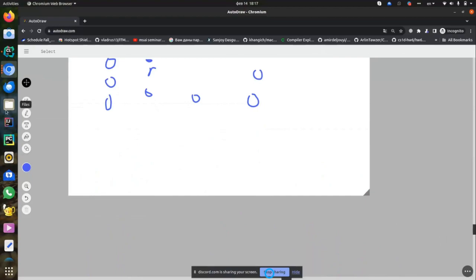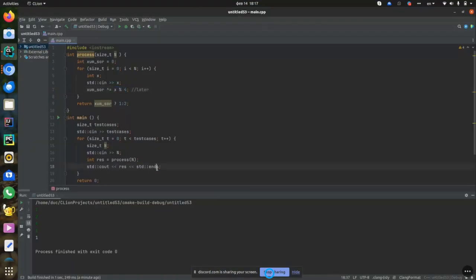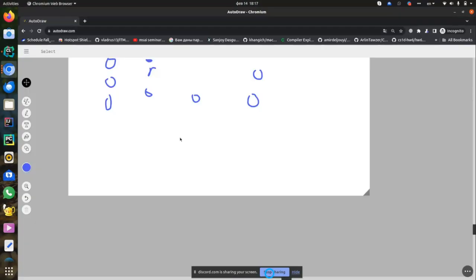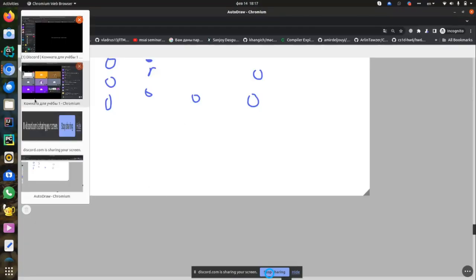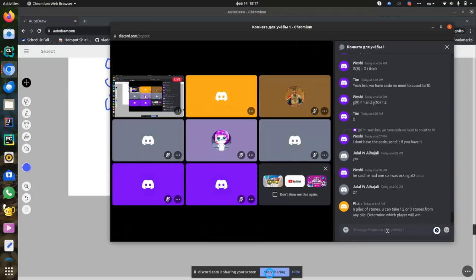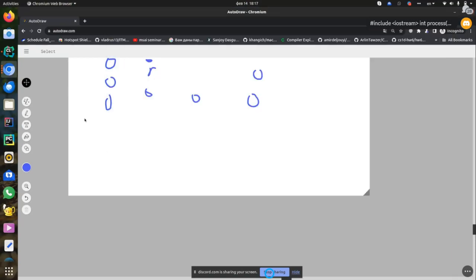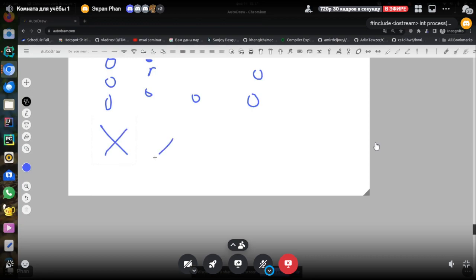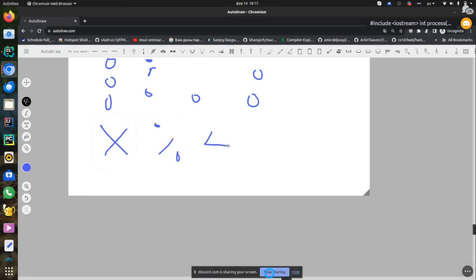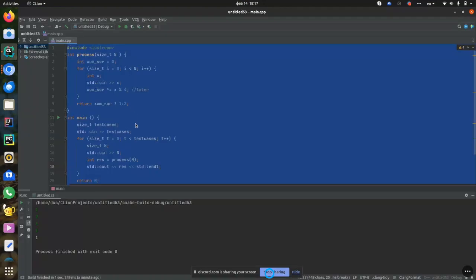I can share the code. I mean, I should share the code, if anybody needs it. So why do I write it like this? Because we can see it here. What are we calculating here? We are trying to calculate the Grundy values.